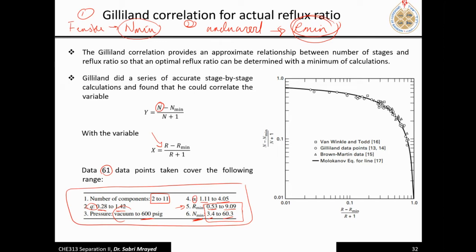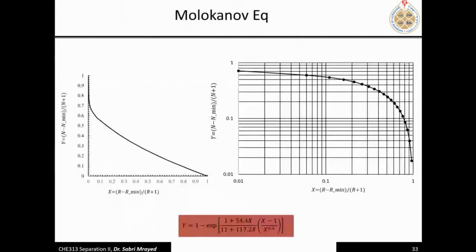So as we can see, we have several trials here. We have Van Winkle, we have Gilland, the same guy, data points here. We have Brown here, Martin, and we have Molokanov, seems like a Russian guy. Molokanov is that solid line here. And this is the relationship between this one and this one. Okay. So now this is the equation that was written here.